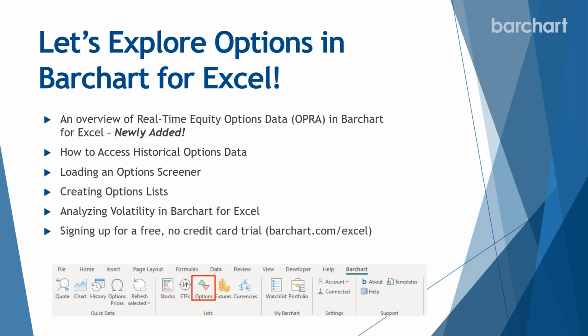So there are some really cool additions to Barchart for Excel, which is real-time equity options data. So we're going to take a look at that. I'll give you a quick walkthrough of the software, and then we'll get into some of the option stuff. We'll look at how to access historical options data. We'll talk about loading option screeners, creating option lists, and analyzing volatility. That's one of my favorite features in Barchart as well. And we'll show you how you can sign up for a free, no credit card required trial at barchart.com/Excel.